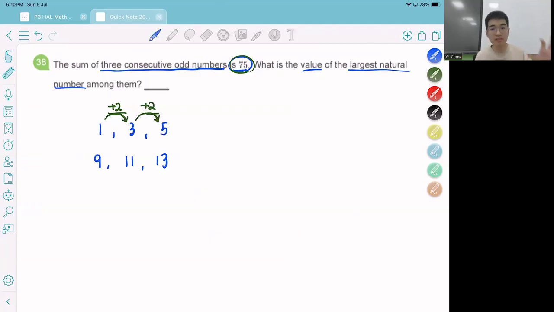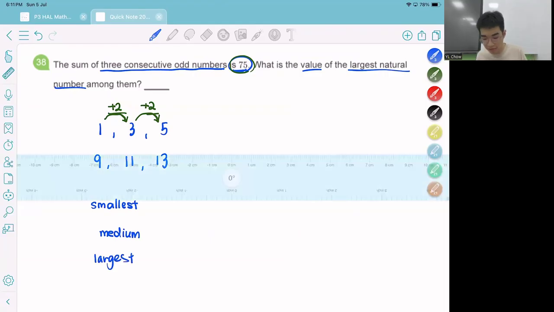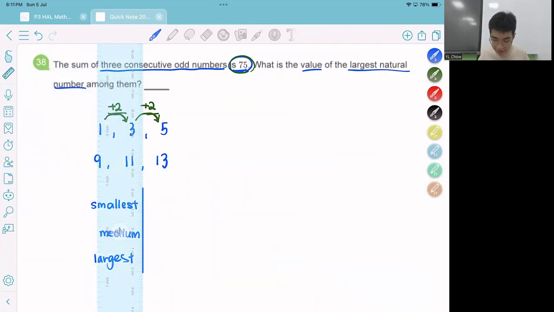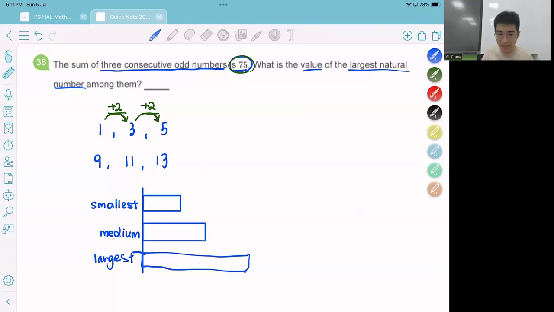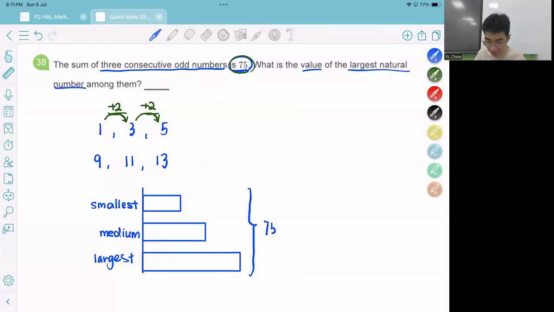So we can use a bar model to express the relationship of the three odd numbers and try to find each of them. So let's start off perhaps by labeling the three numbers. We have the smallest number, we have the medium number, and we have the largest number. Then we draw a bar model. Let's draw a line so that they have the same start. Then the smallest number will have the shortest bar. The medium number, we have a slightly longer bar. And the largest number, of course, will have the longest bar. Like this. And you know their total is 75.